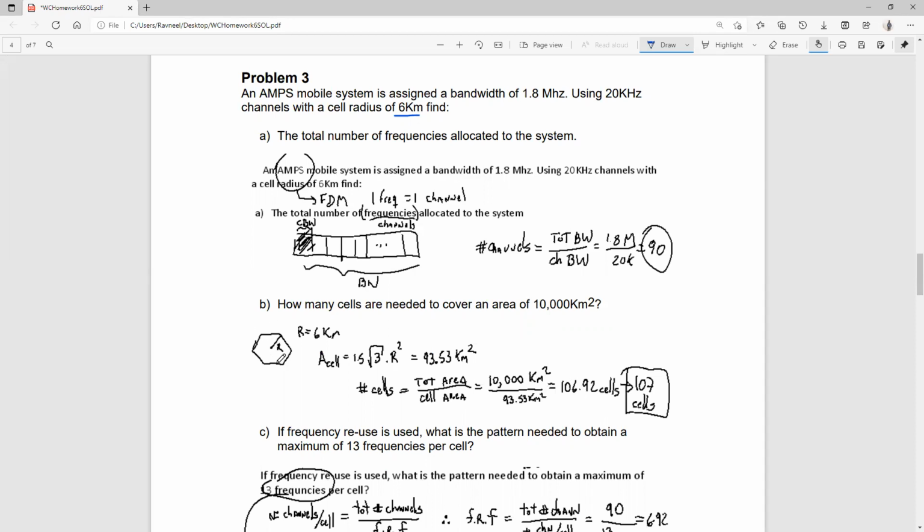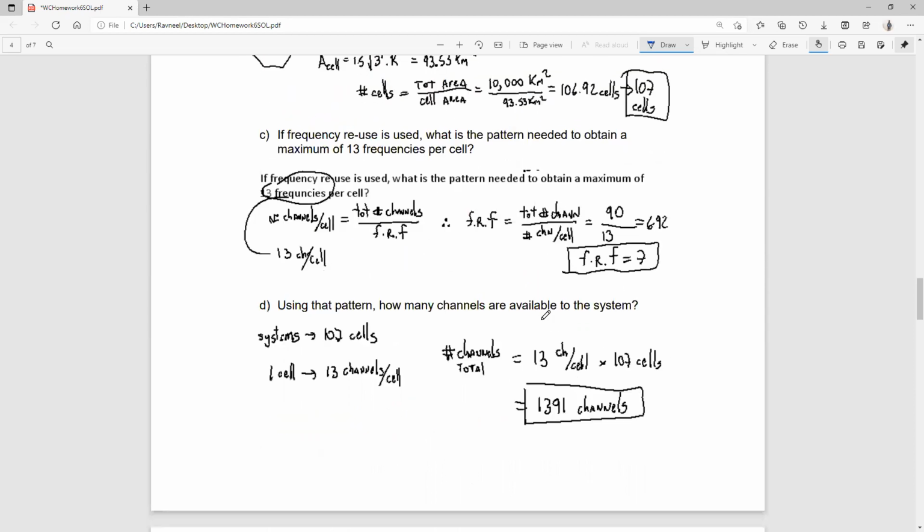Remember, cell towers cannot be in fractions, so that is why we have to round it up. So in this particular case, that will be 107 cells. So 107 cells are required to cover this total area.